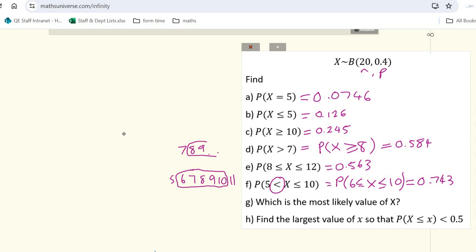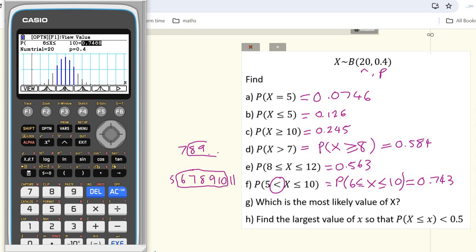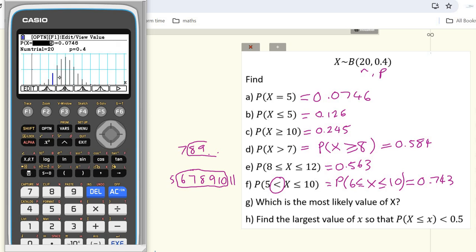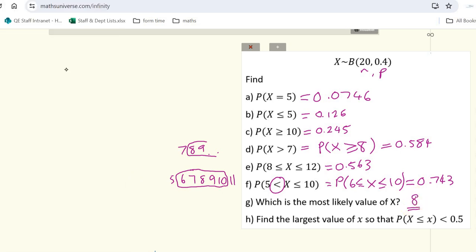Okay, now this question says, which is the most likely value of X? That's the one with the greatest probability. We can see on our graph that it's this one in the middle, so I think it's in the middle of 6 and 8. Let's check I've got the right bar by typing in 8, which is already automatically typed, and it's highlighted that highest bar. If it had a different one in there, that's okay, we'd have to count 6, 7, 8. So the most likely value of X is 8 because it has the biggest probability.